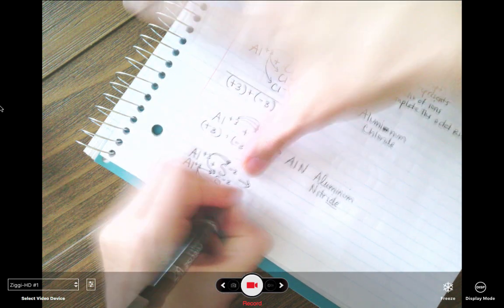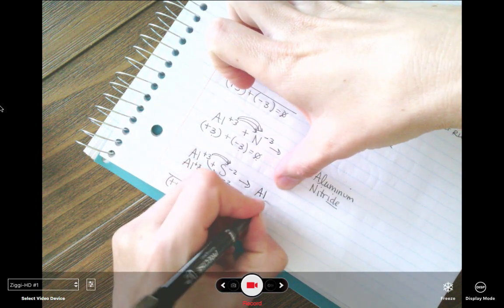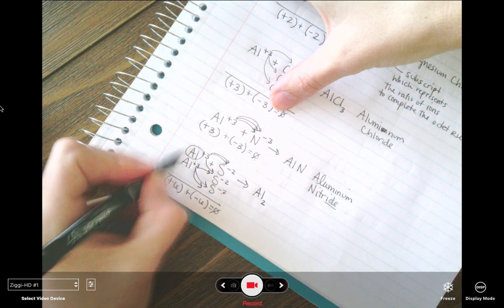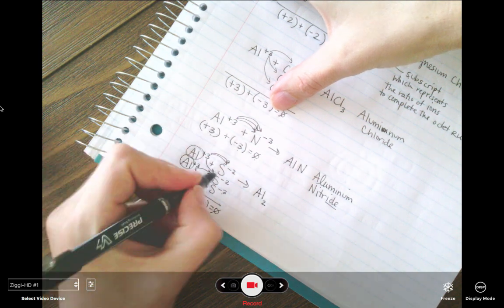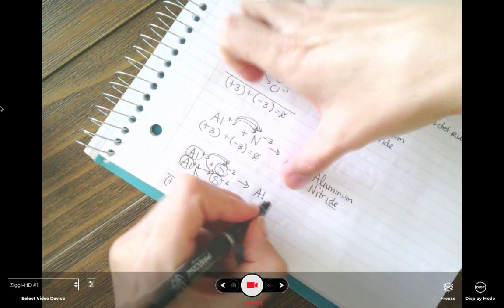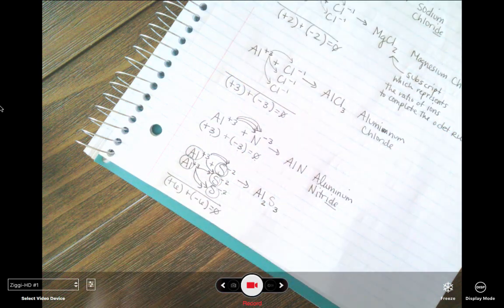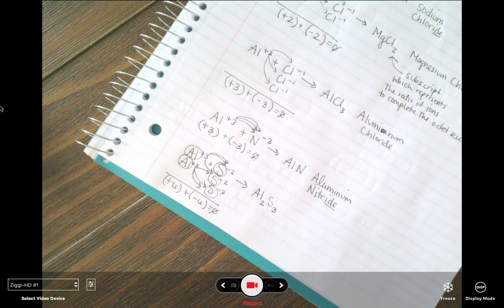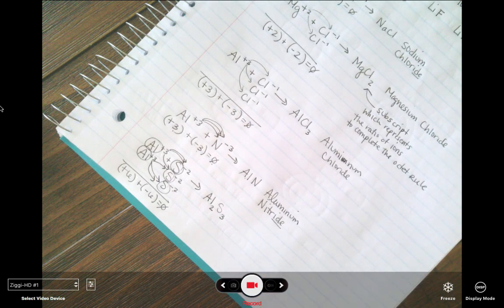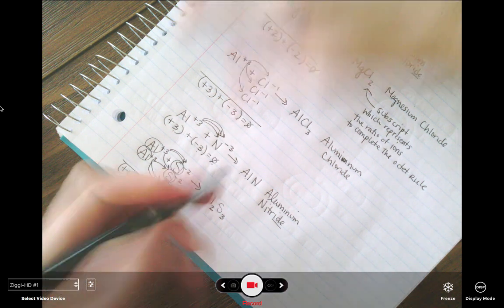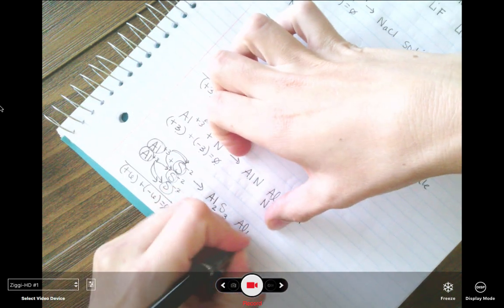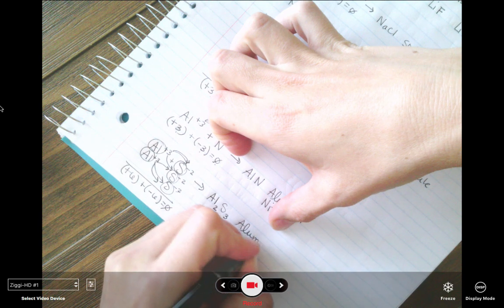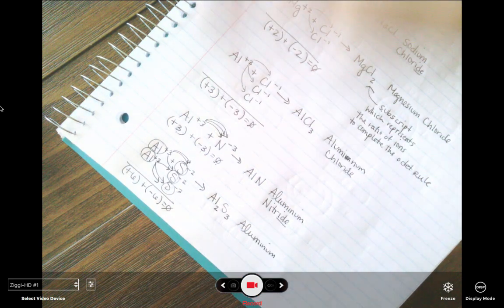The compound, it took 2 aluminums and 1, 2, 3 sulfurs. What do you call this? Aluminum, and instead of sulfur, sulfide.